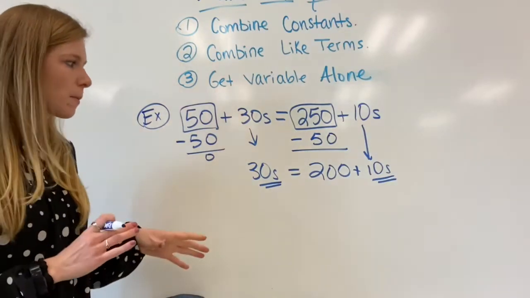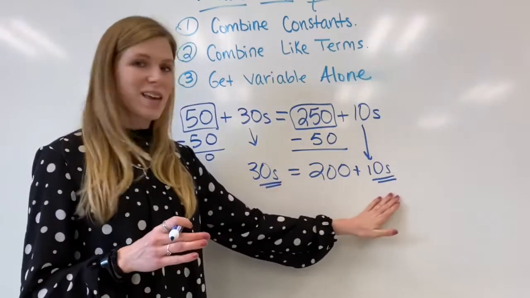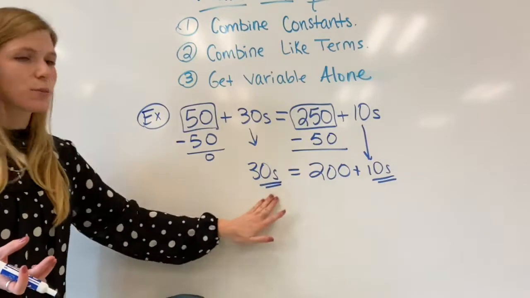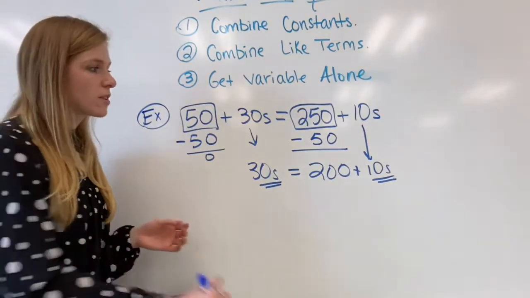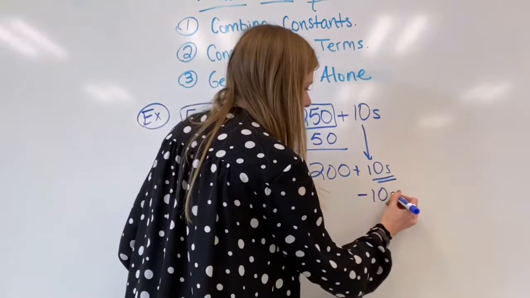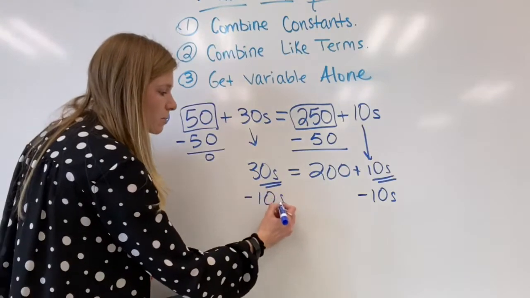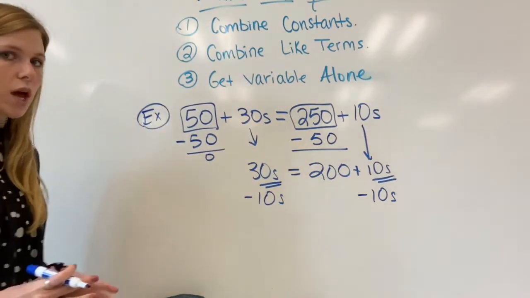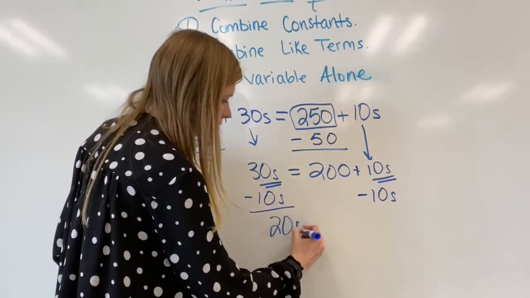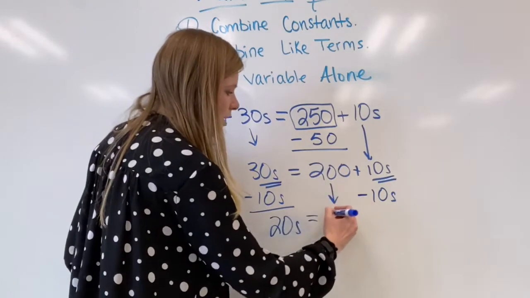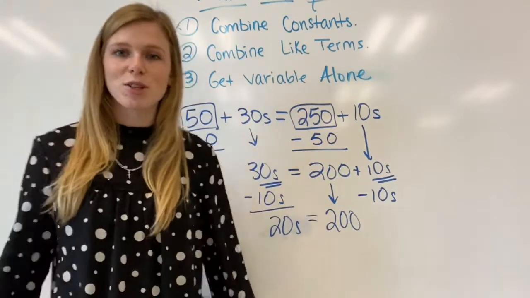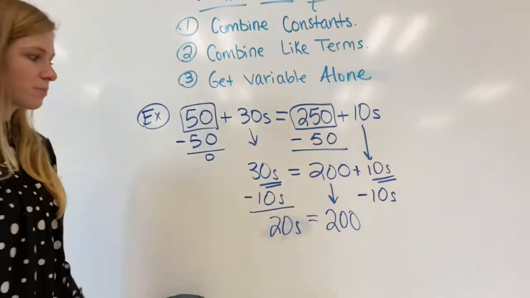Now I'm going to combine them, and I'm going to move the 10s because, like I said, I thought about it, and it's easier for me to move the 10s than it is for me to move that 30s. So if it's a plus 10s, I do the opposite to move it. I do a minus 10s on both sides. We're moving it, so it needs to show up on both sides. All right, I'm going to be left with 20s, bring down my equal sign, bring down that 200 because we haven't used it yet. And then 10s minus 10s is 0, so I can just ignore that part. Because remember, we moved it to the other side.